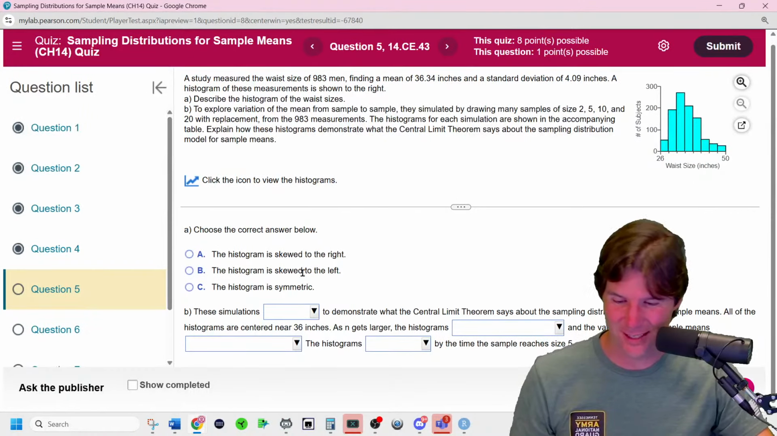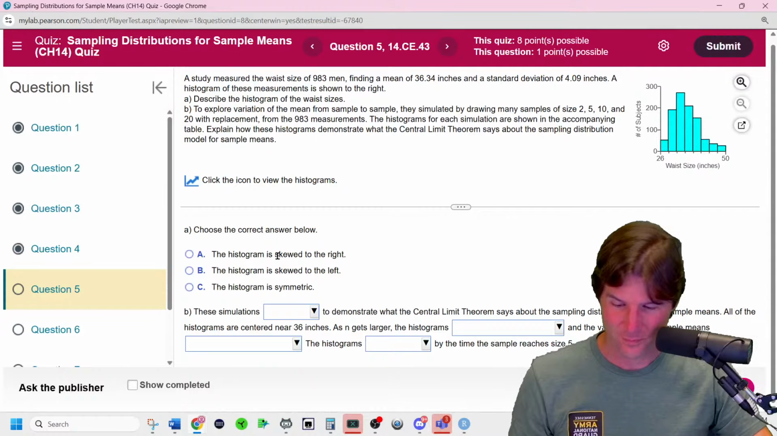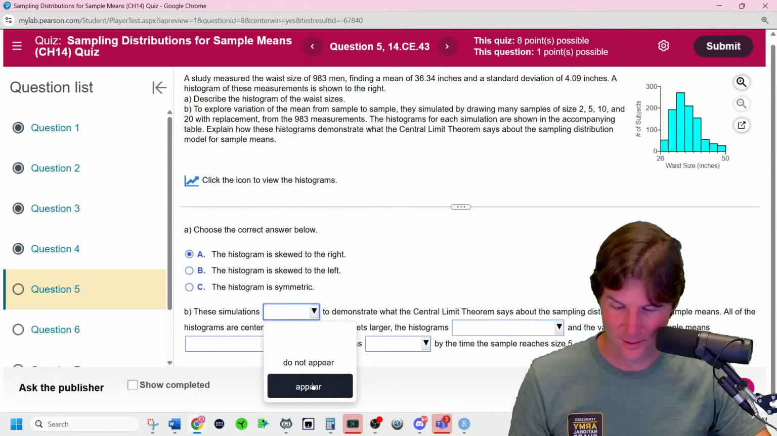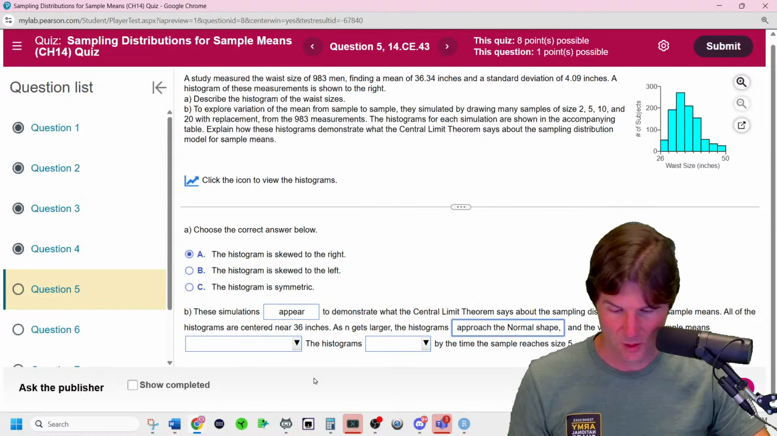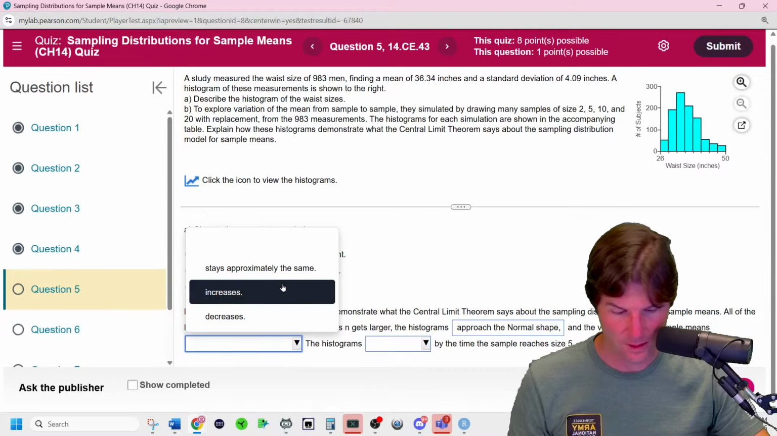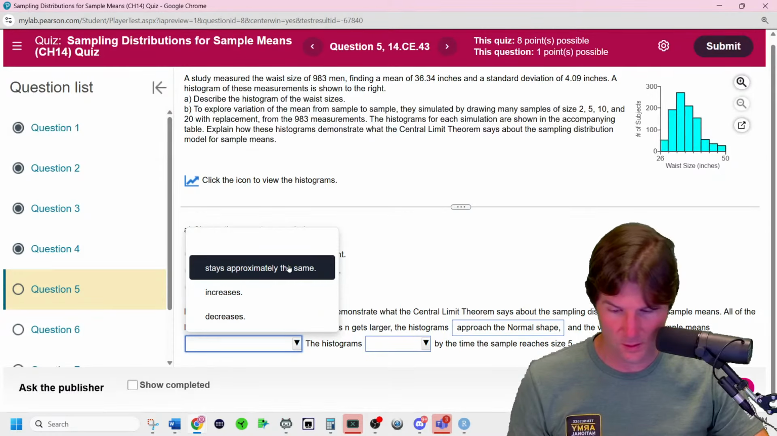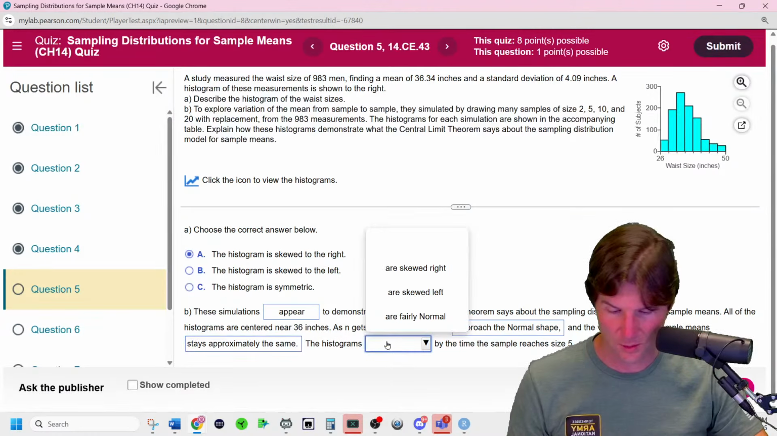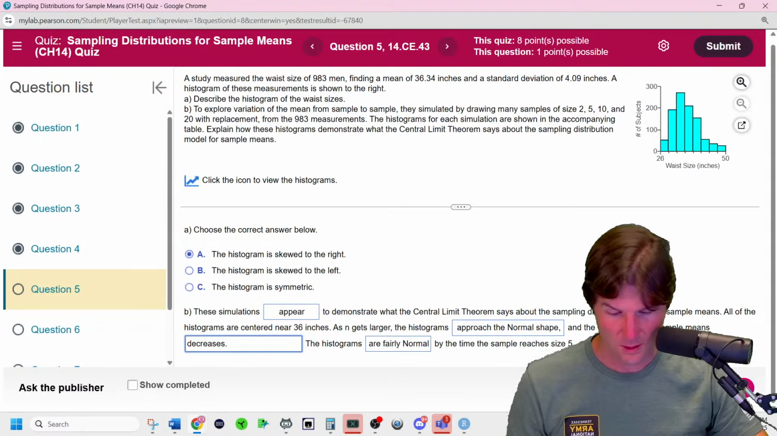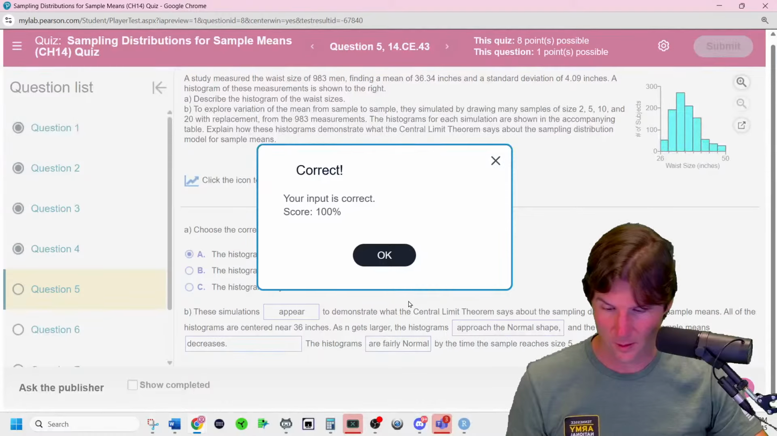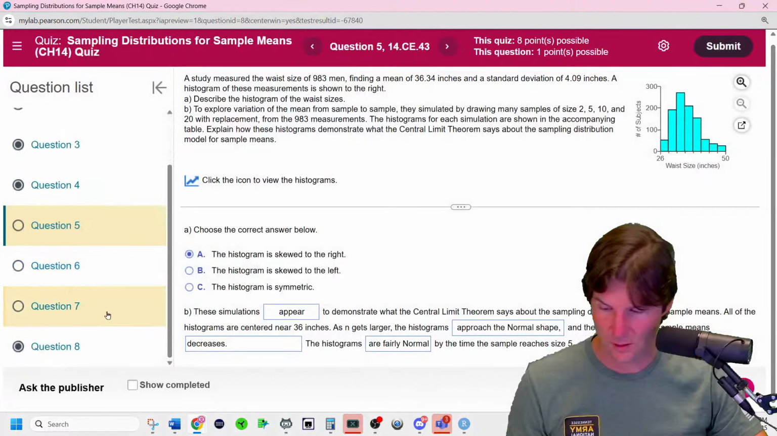It's time for class. That's skewed to the right. I almost got all of them done. Approaches normal shape. The variability in the means stays the same. The histograms are fairly normal. The variability decreases. That should do it. There we go.